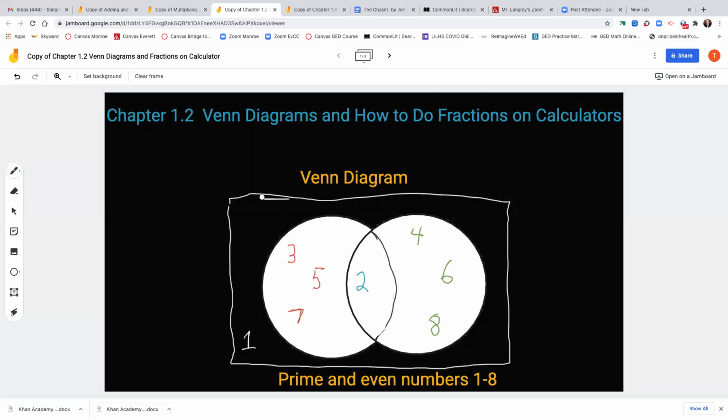All right, let's talk about Venn diagrams. A guy named Venn came up with a way of comparing things, and so you have something called a Venn diagram. In fact, I'm going to pick a different color here. I'm going to go green.